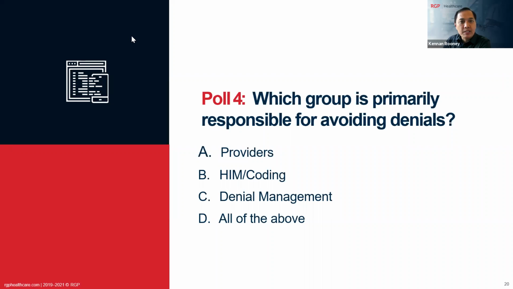Next polling question 4. Which group is primarily responsible for avoiding denials? Providers, HIMSS coding, denials management, all of the above. It is D, all of the above.